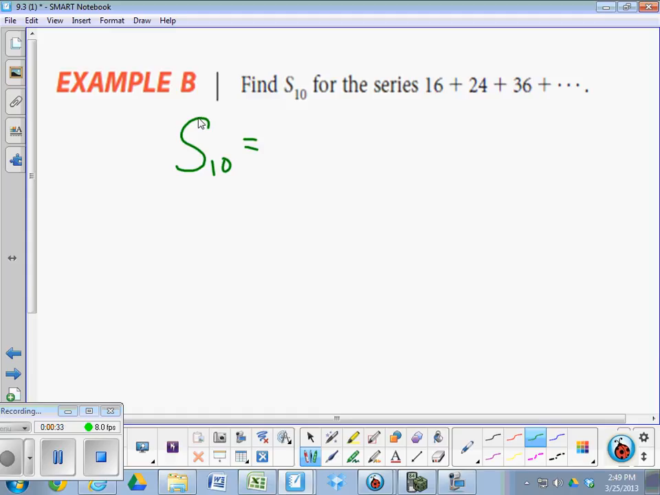Is this geometric? 24 divided by 16. Is 24 over 16 the same as 36 over 24? Do you get 1.5 both times? Guess what r is? 1.5.